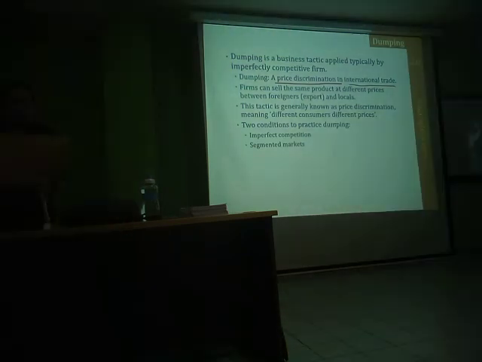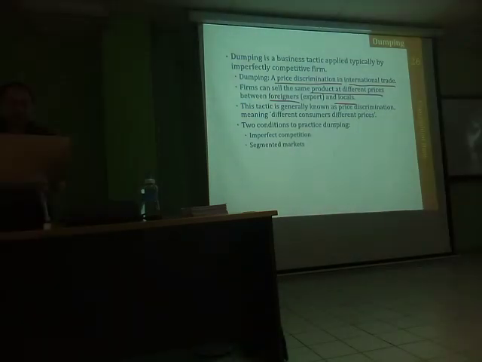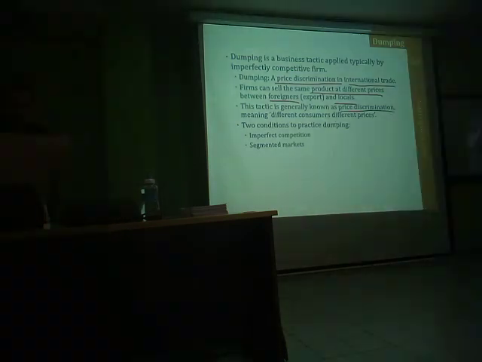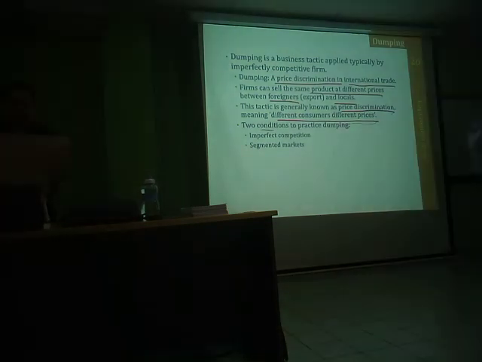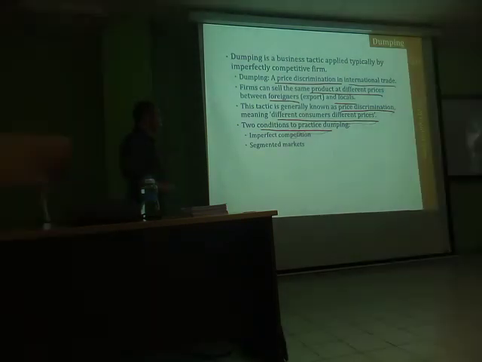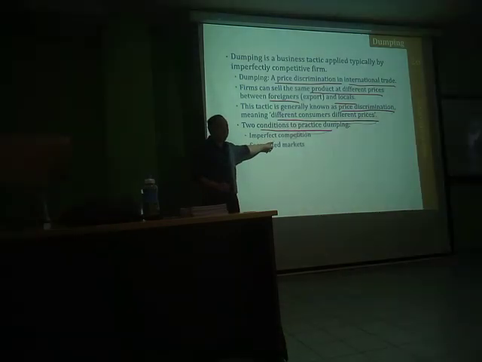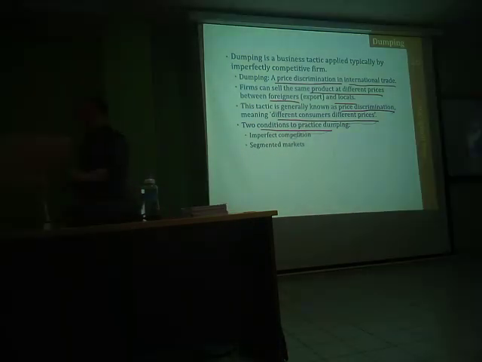Firms can sell the same product at different prices between foreigners and locals. This tactic is generally known as price discrimination, meaning different consumers, different prices. To be able to practice price discrimination, there are two conditions. The first should be imperfect competition, and the firm must be able to segment the market. Segmenting the market means to distinguish the market with certain characteristics. Okay, right.